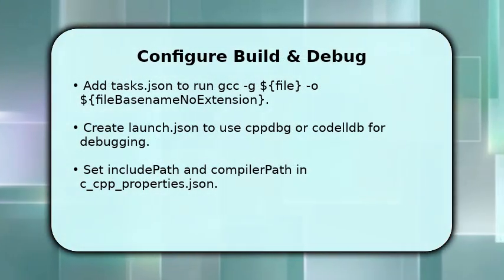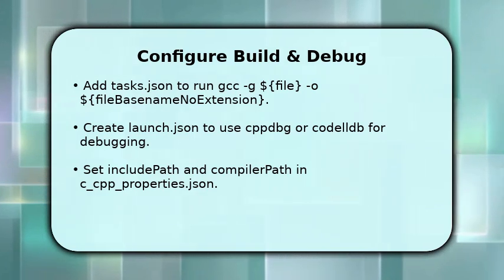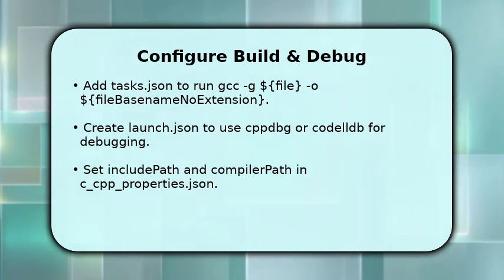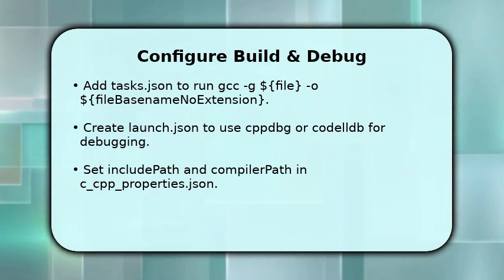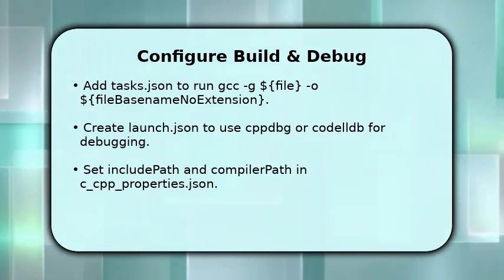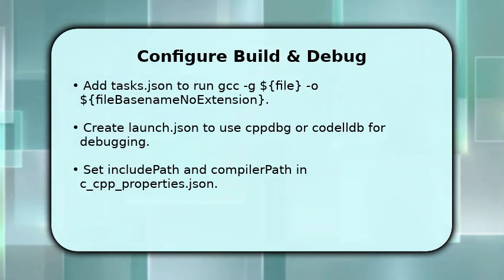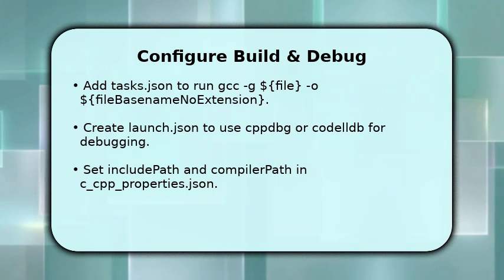You now wire up build and debug. Create a tasks.json that compiles your file with debugging symbols using gcc -g and outputs an executable. Then generate a launch.json to attach the appropriate debugger, cppdbg for GDB or CodeLLDB for LLDB. This lets you set breakpoints and step through code.